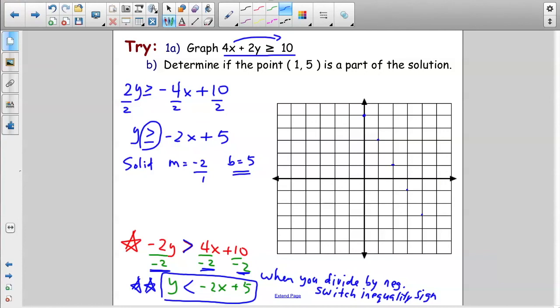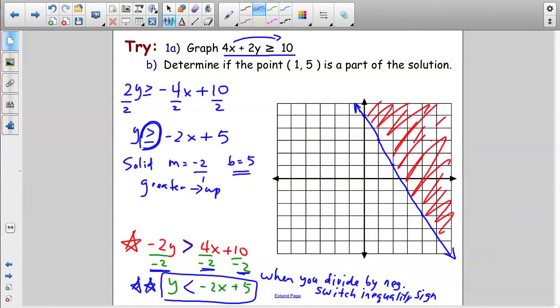So now we look to our question right here, and we know it's solid because it's got the equal. So when I connect these dots, remember it's a solid line. Okay? Now, shading, it's greater than. So it's up. So I shade up. So now I get my shading. Okay, so there is the graph. Now we can plot this. 1, 1, 2, 3, 4, 5 is right there. And so that is, yes, it is in the solution section.